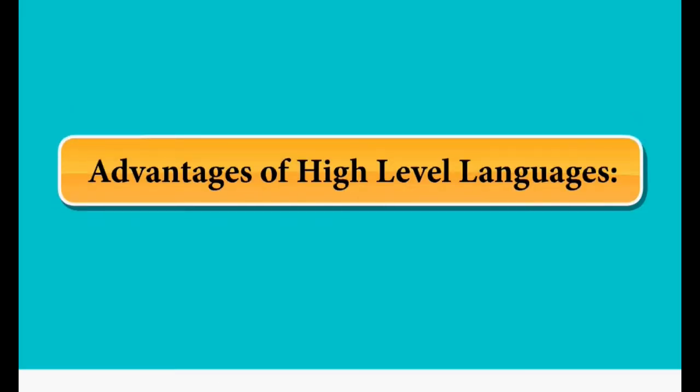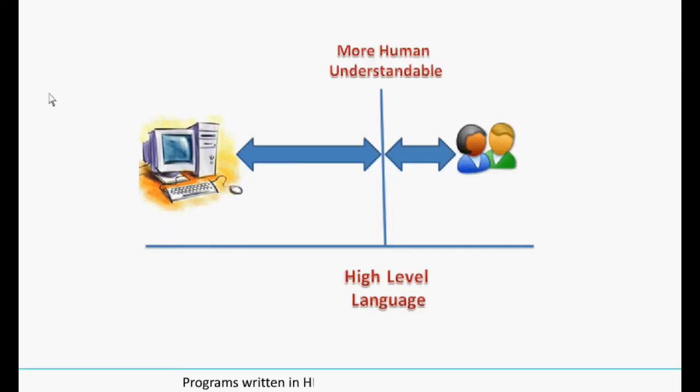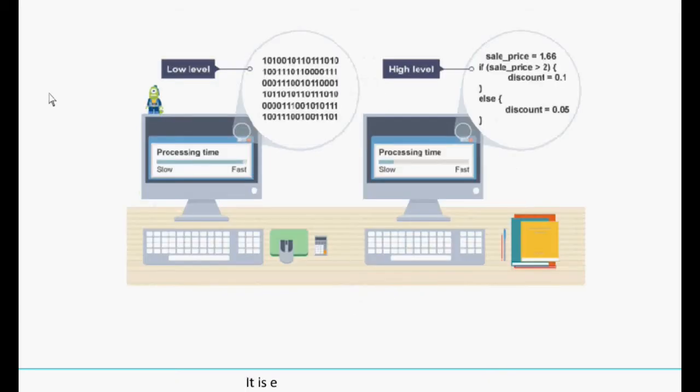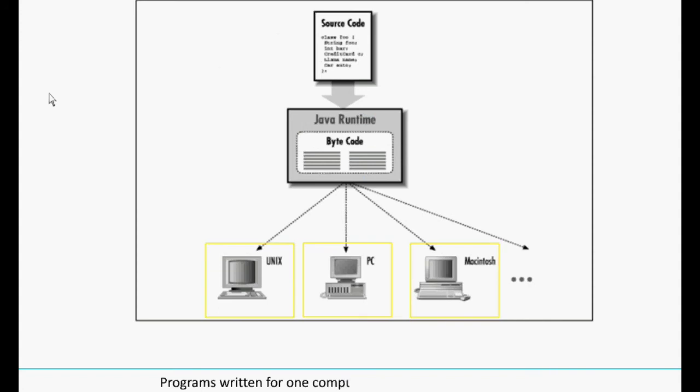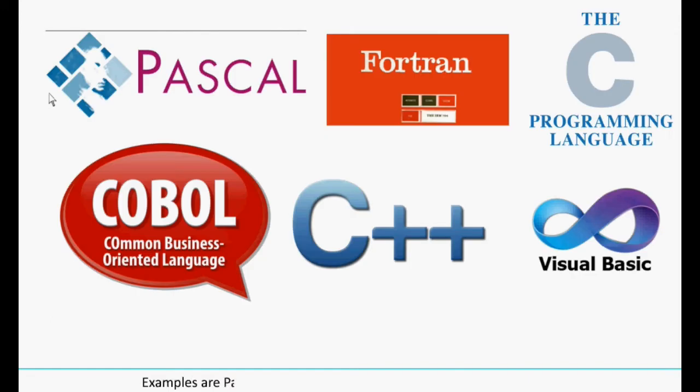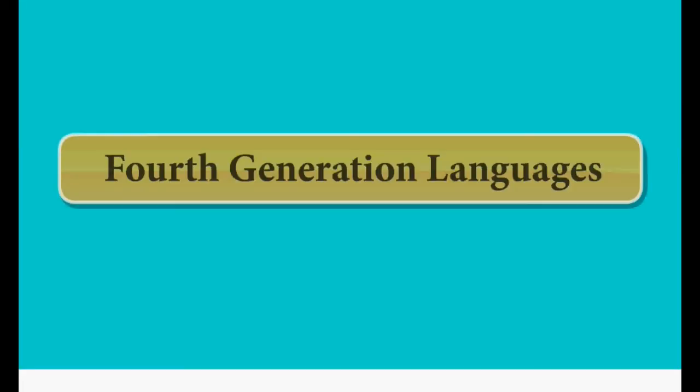Advantages of high-level languages. Programs written in high-level languages are easier to understand and read. It is easier to debug a program in a high-level language. Programs written for one computer can run on different computers. Examples are Pascal, Fortran, Basic, COBOL, C, C++, and Visual Basic.